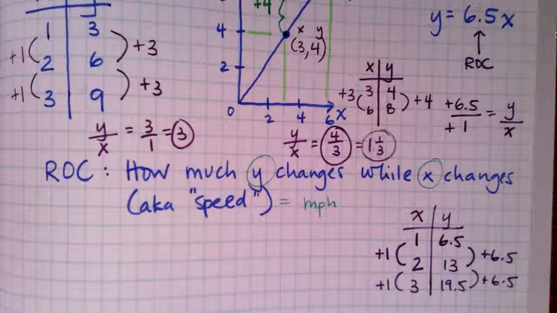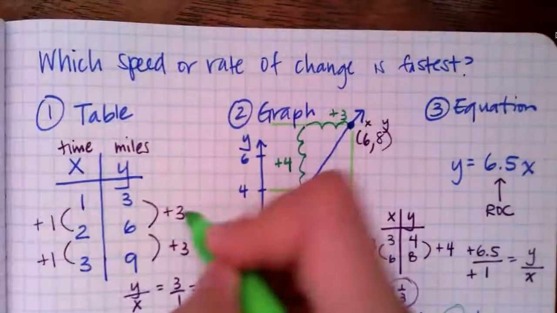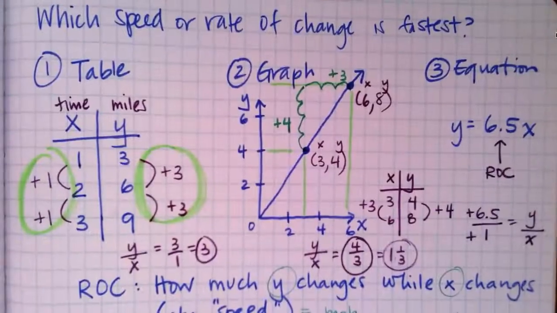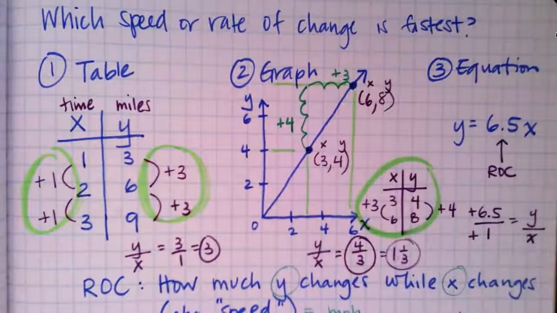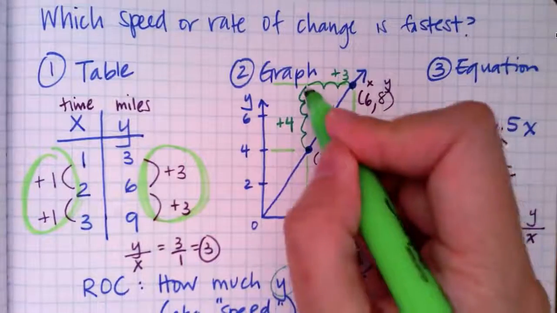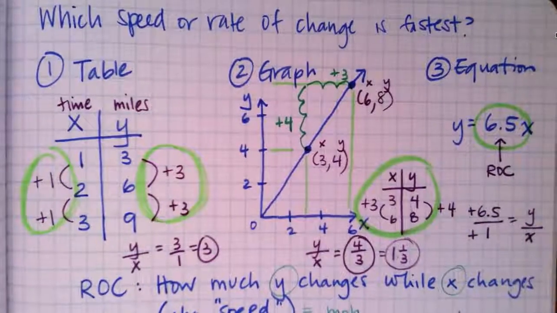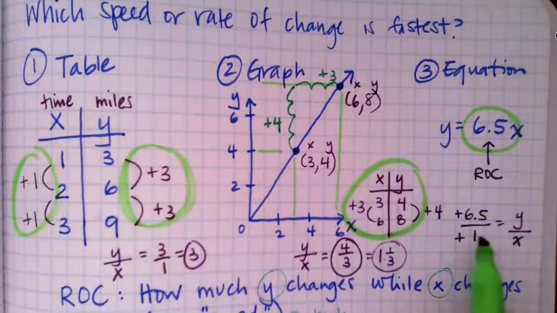Okay, so again, how do you find rate of change from a table, graph, or equation? From the table, all you've got to do is figure out how much y is changing each time x is changing. Put that over each other. From the graph, you can change it into a table and then do the same thing, or you can use rise over run. And then from an equation, it is just that number that they put in the equation. That's your rate of change. But just make sure you put it over 1.